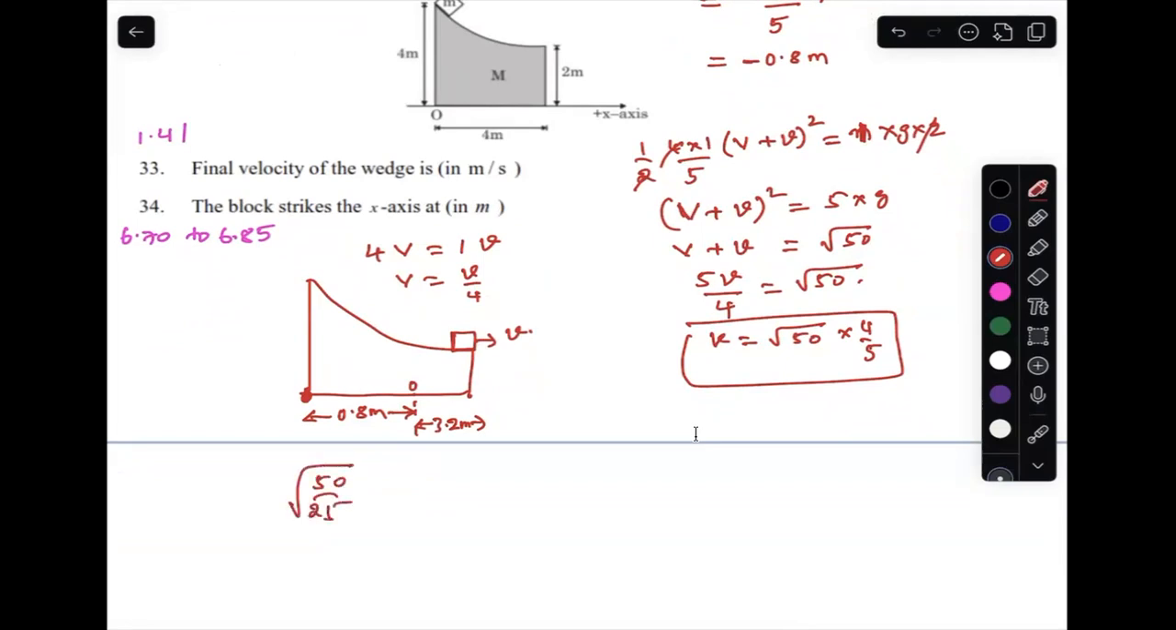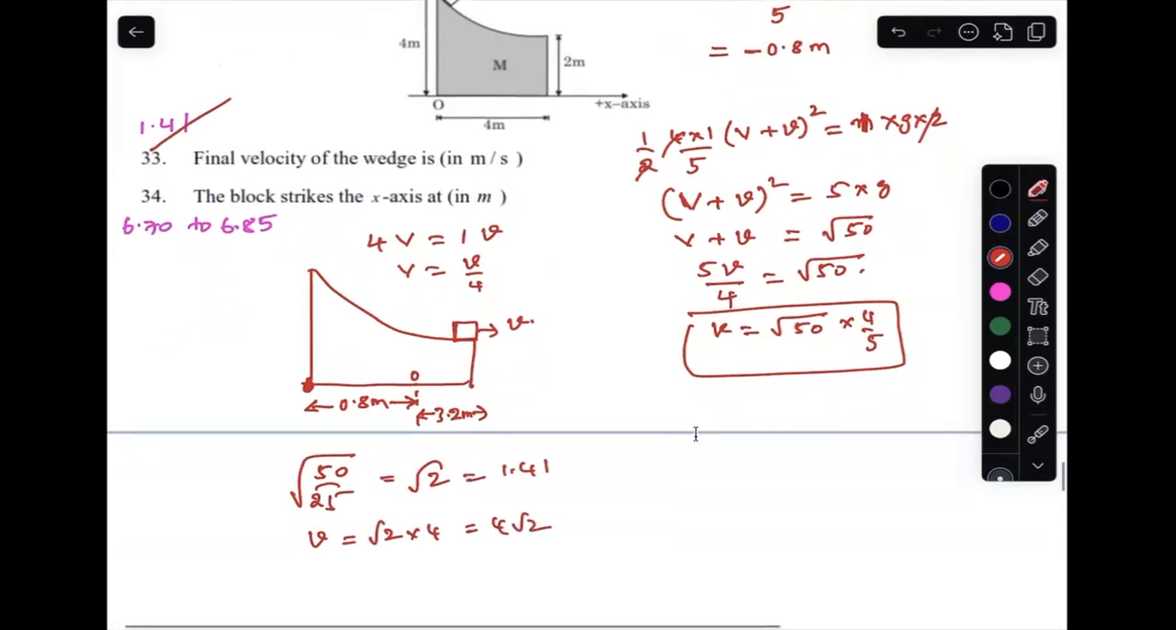I took the 5 out of the root. This will become root 2, which is 1.414. Absolutely correct. The block strikes the x-axis. Right. No, one minute. You need small v right now. Again, it is root 2 times 4, or 4 root 2. Fine. At what point will it strike? It will strike somewhere over here.